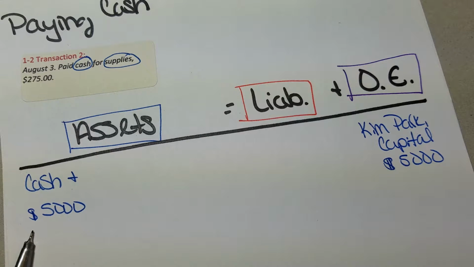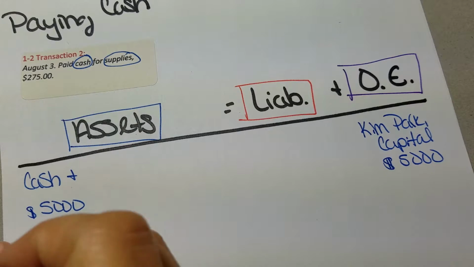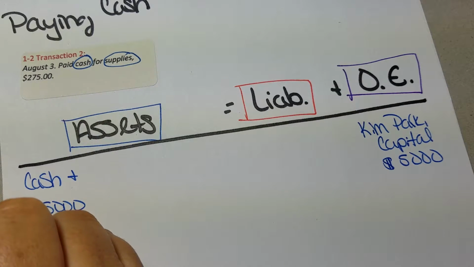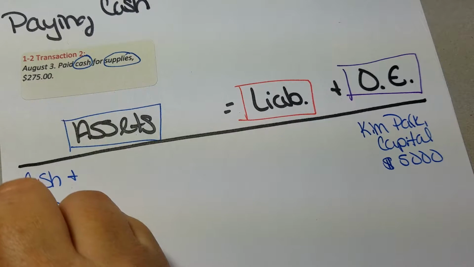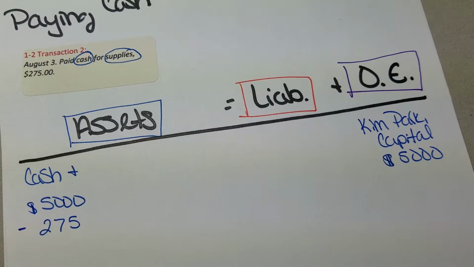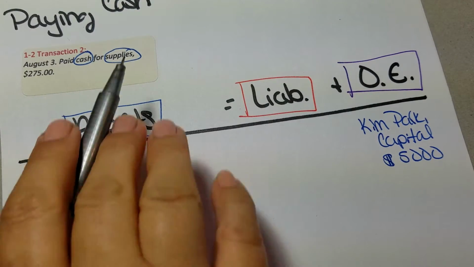Well, think about it. If you go to the grocery store with $100 and you spend $75, do you have more or less cash? Well, your cash decreased by $75. So in this case, we're paying cash, so our cash is going to decrease. So we're going to come over here and we're going to put minus $275.